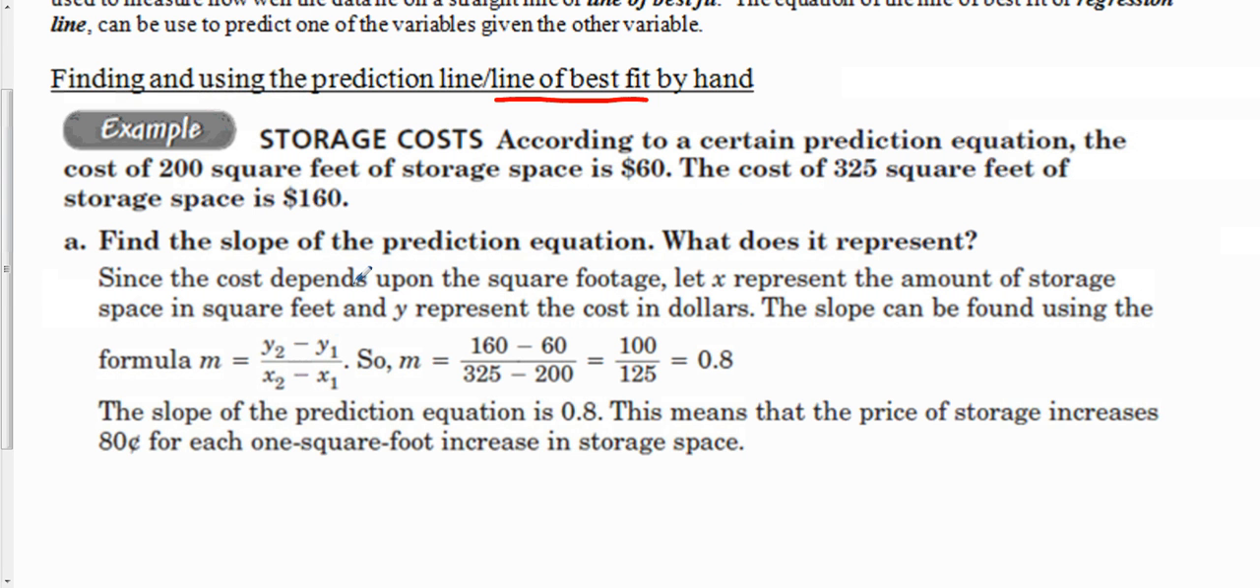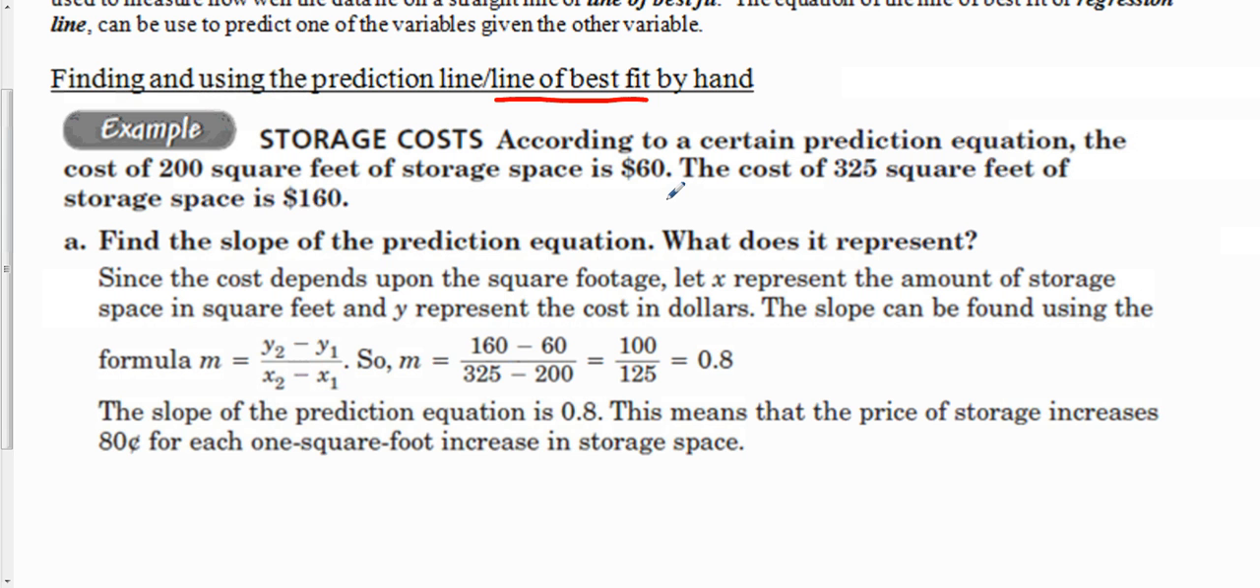So since the cost depends on the square footage, we're going to let X represent the amount of storage space in square feet, and Y represent the cost in dollars. That means the slope, again going back to linear equations, we can find by using the formula m equals y2 minus y1 over x2 minus x1. So this should be familiar from our linear equations unit.